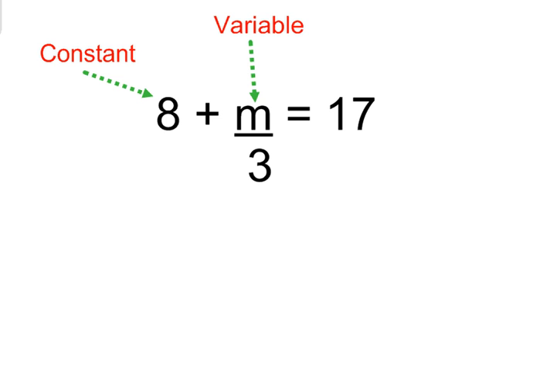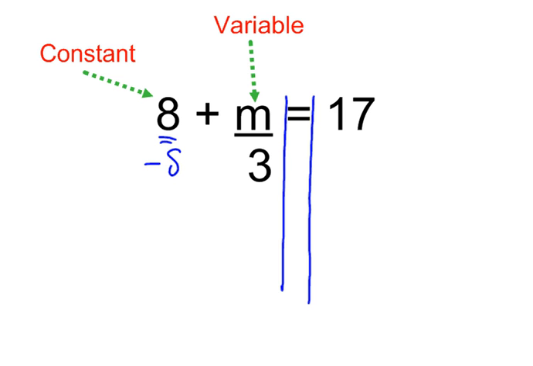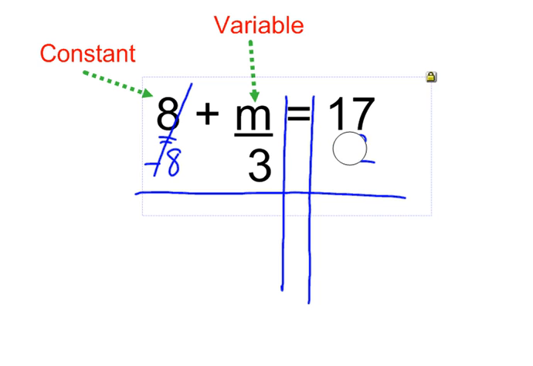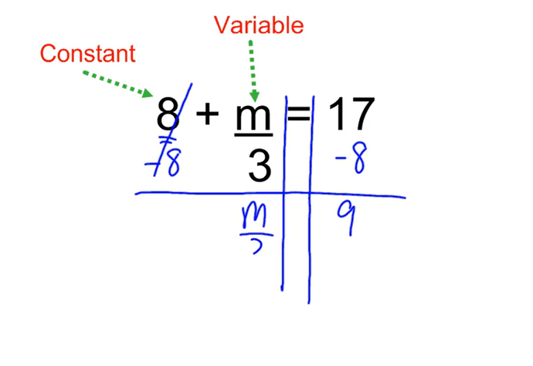Here's another two-step equation. First thing we're going to do is to eliminate the constant, which is 8. And we do that by subtracting 8. So if you subtract 8 from one side, you need to subtract 8 from the other. I'll just get rid of that. And then I'm going to bring down m divided by 3 equals 9.